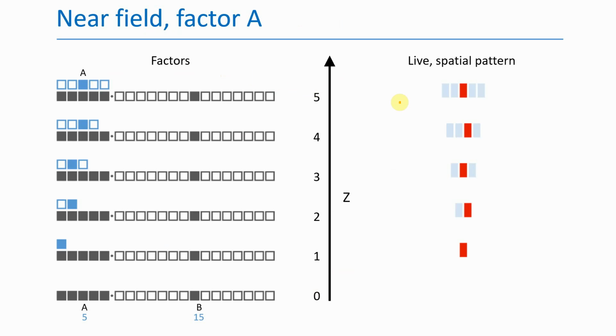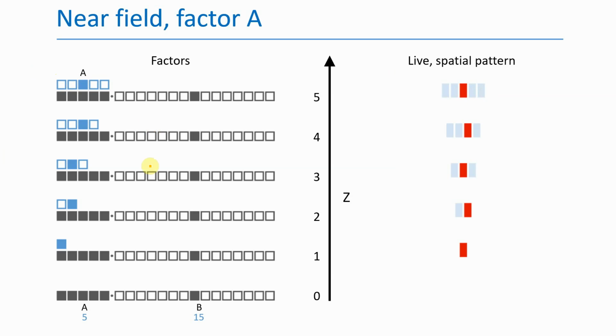The right side shows the live only, not the static. It also shows the live not as a factor diagram, but rather as a spatial pattern. In this very first region, the live consists only of singular factor A. In this region, but only in this region, the live spatial pattern looks just like the live factor chain.